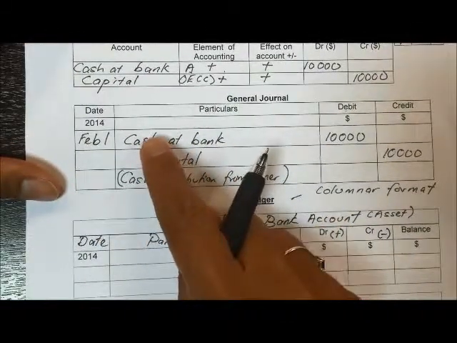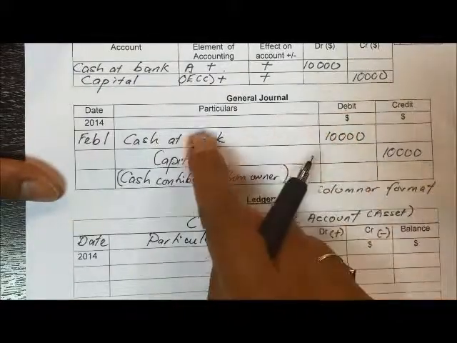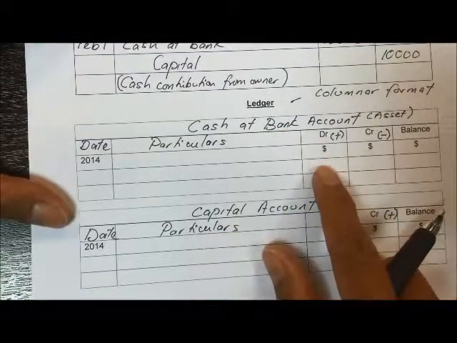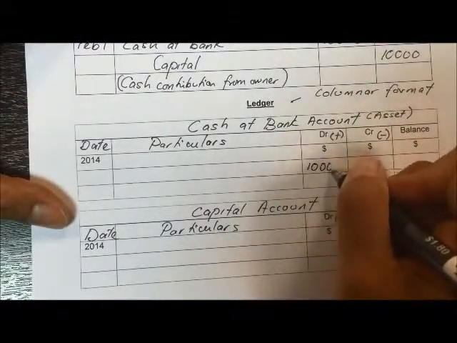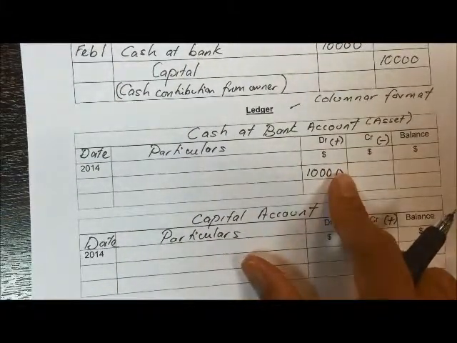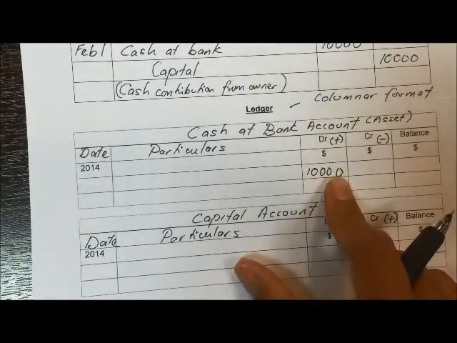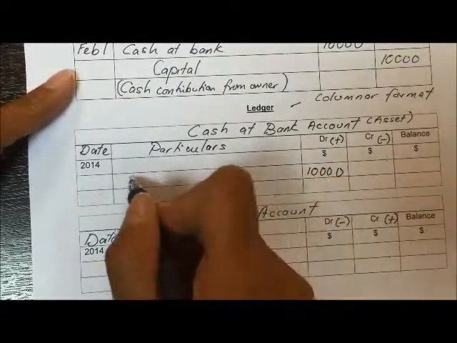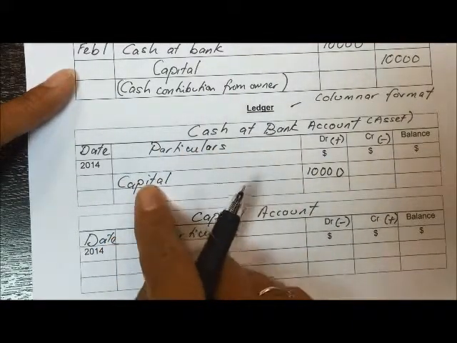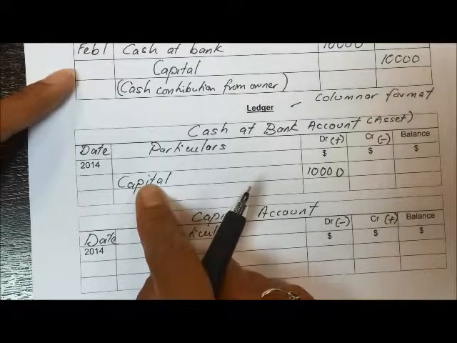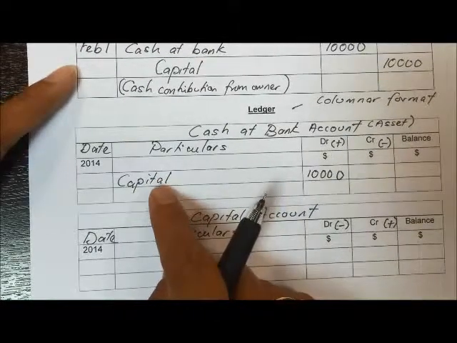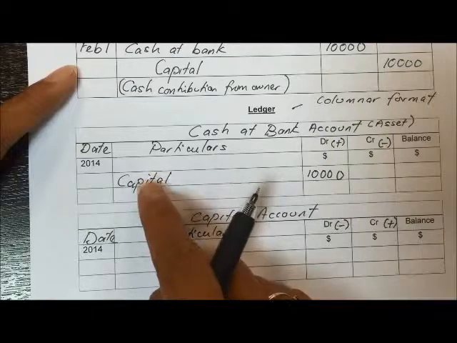So what we do is we need to debit the cash at bank account. So we go to the cash at bank account and enter the amount on the debit side, because there is an increase, right? It shows the increase in the cash at bank. And what we write next will be capital. Why? This capital is written in the particulars column to show the name of the account where the credit entry is posted to. In other words, this will be the other account name.